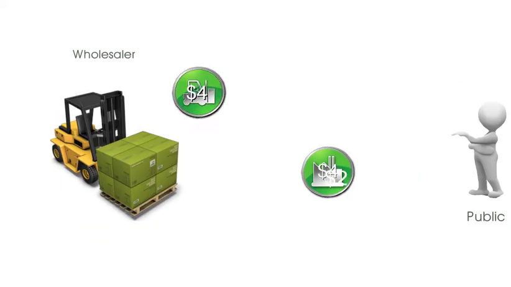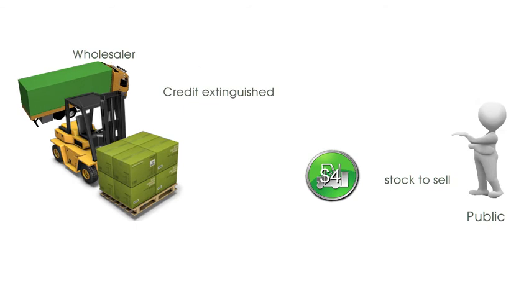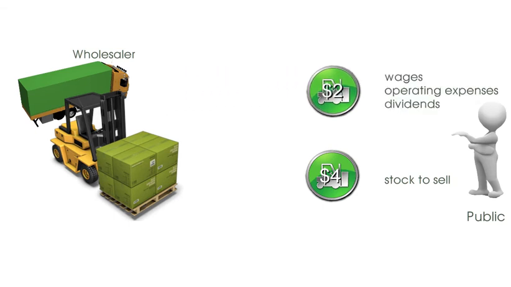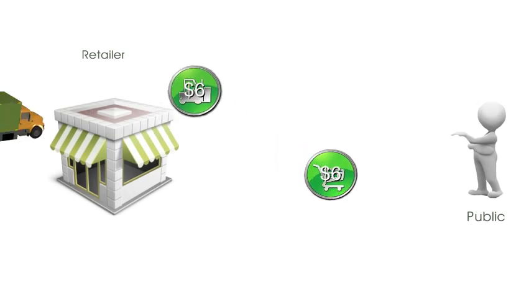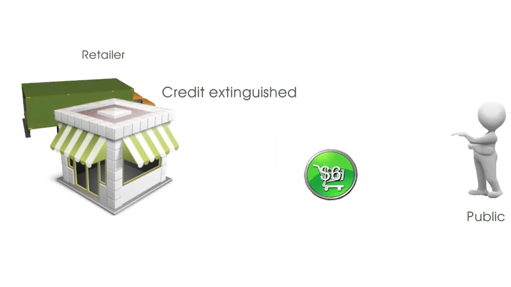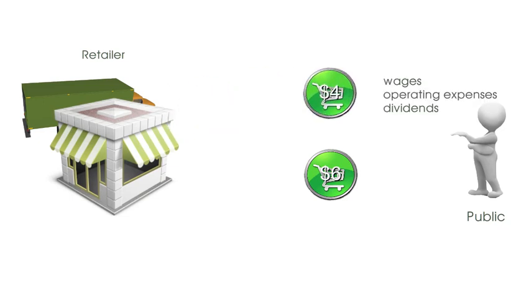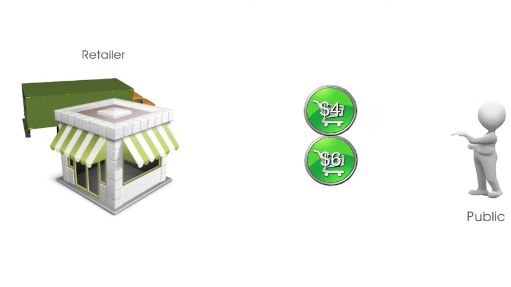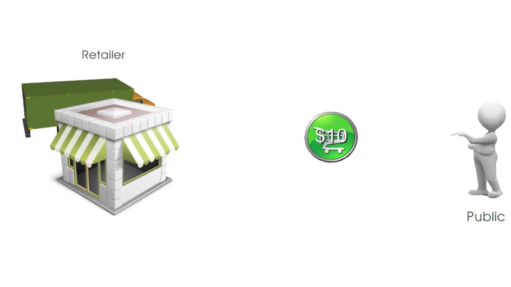The wholesaler obtains $4 of the processor's credits with $4 of its own wholesaler credits and pays for the goods. The wholesaler pays another $2 in producer credits for wages, operating expenses, and dividends. The retailer obtains $6 of the wholesaler's credits with $6 of its own retailer credits and pays for the goods. The retailer pays another $4 in retailer credits for wages, operating expenses, and dividends. There are now $10 in retailer credits in the hands of the public at large and $10 worth of goods available from the retailer. All debts, wages, and profits have been accounted for and paid.